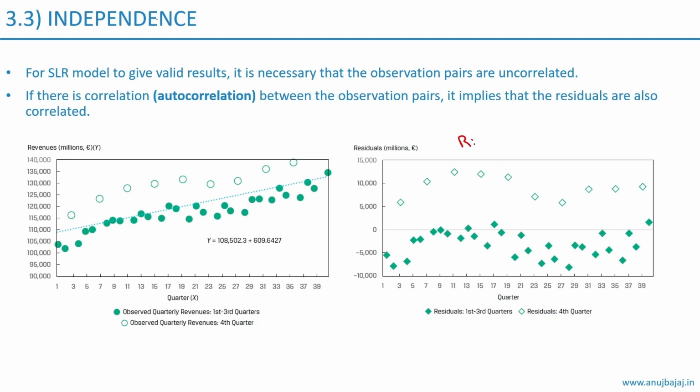So, this is the residual plot. When there is autocorrelation present, even the residuals exhibit a certain pattern, which is clearly visible over here. During the third quarter, the residual shoots up significantly and comes down during the next quarter. This pattern is seen across 40 quarters. So it is necessary for this assumption to be met so that the model gives us accurate results.